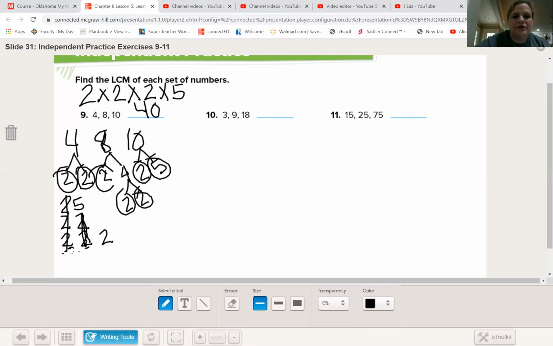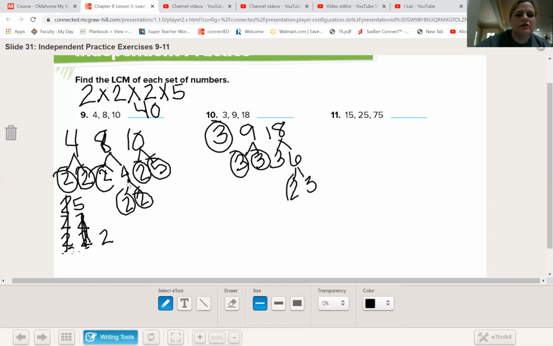Okay, here we have 3, 9, 18. 3 is already prime. 9 is 3 and 3. 18 is 3 and 6, 2 and 3. So now we have 3. 3 and 3. 2, 3 and 3.